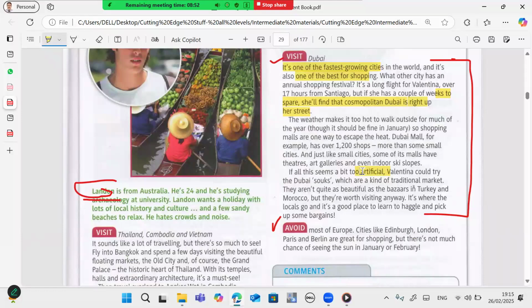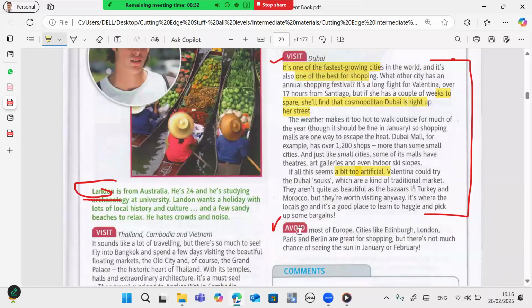So everything a bit too artificial, يعني not natural, man made, human made, يعني شيء من صنع الإنسان. صناعي, yes.